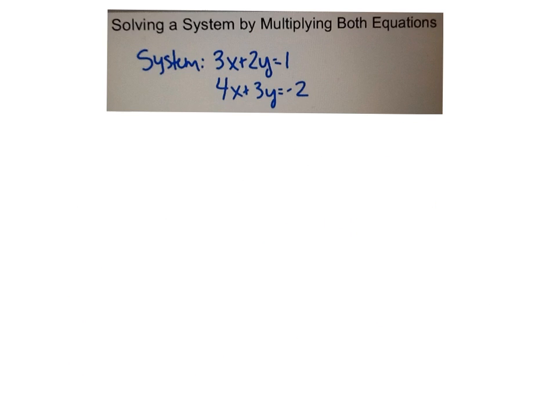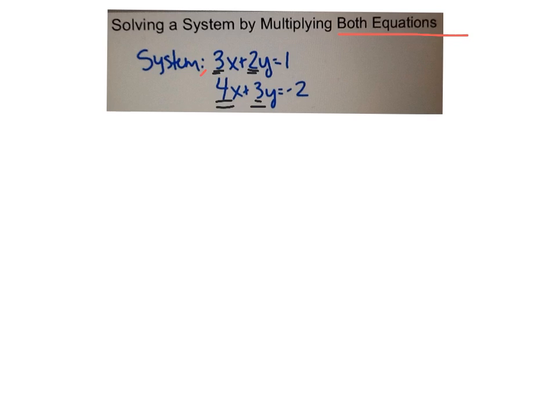Okay, because in this one, if you're looking at it, there's nothing times 3 that gives you 4. There's nothing times 2 that gives you 3. There's nothing times 4 that gives you 3, or 3 that gives you 2. So if you can't multiply one, then you have to multiply both. Okay? It doesn't matter what you pick. My recommendation is the smaller set.